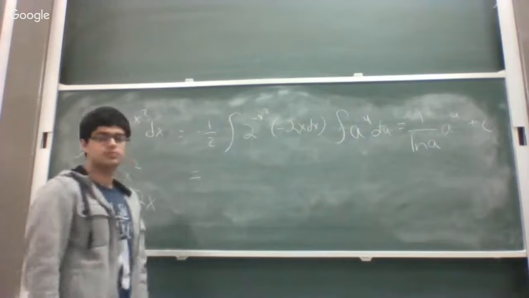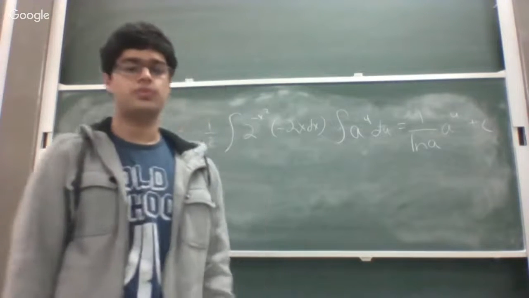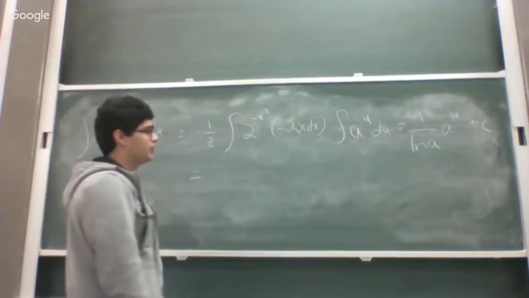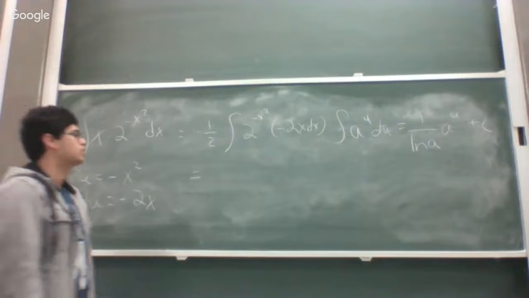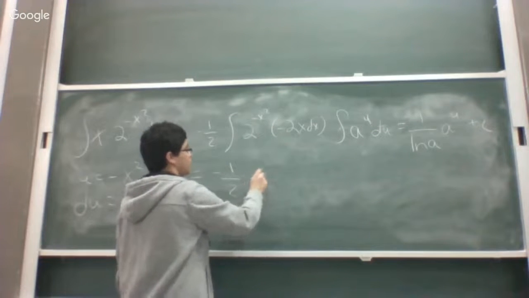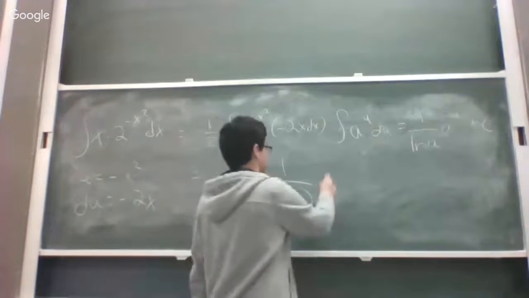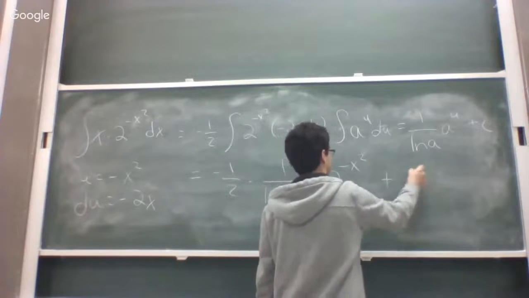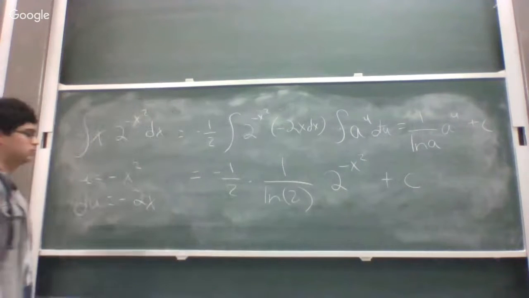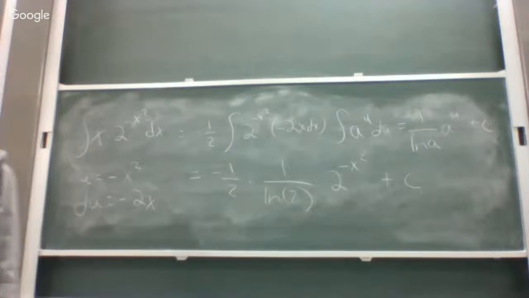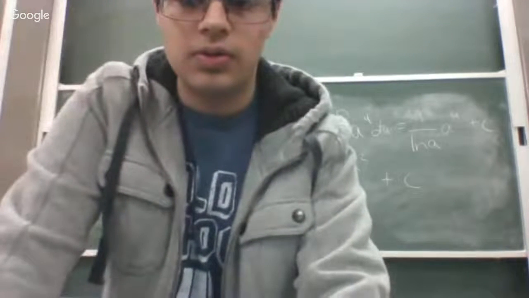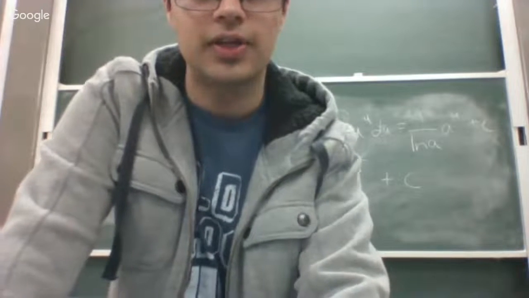So that's equal to, you guys want to say the answer? Or I'll just put it. Negative 1/2 times 1 over the natural log of 2 times 2 to the negative x squared plus c. Good. And we're getting to the end of today.